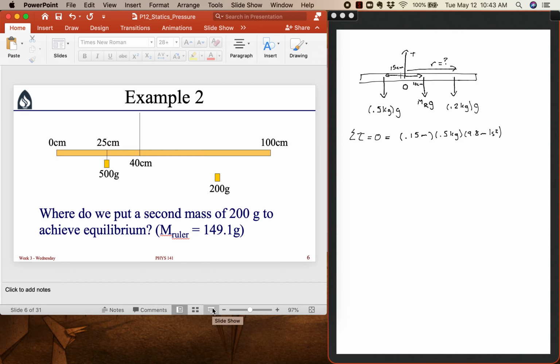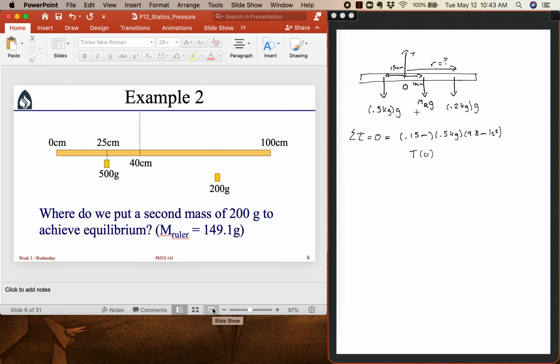So next, let's think about the string. We know that the string has an amount of force equal to T. What about the moment arm? Well, the string is applied at the origin. The distance from the string force to the origin is 0 since it's right there. And so the moment arm is 0, and the string force doesn't contribute to the sum of the torques about the origin.